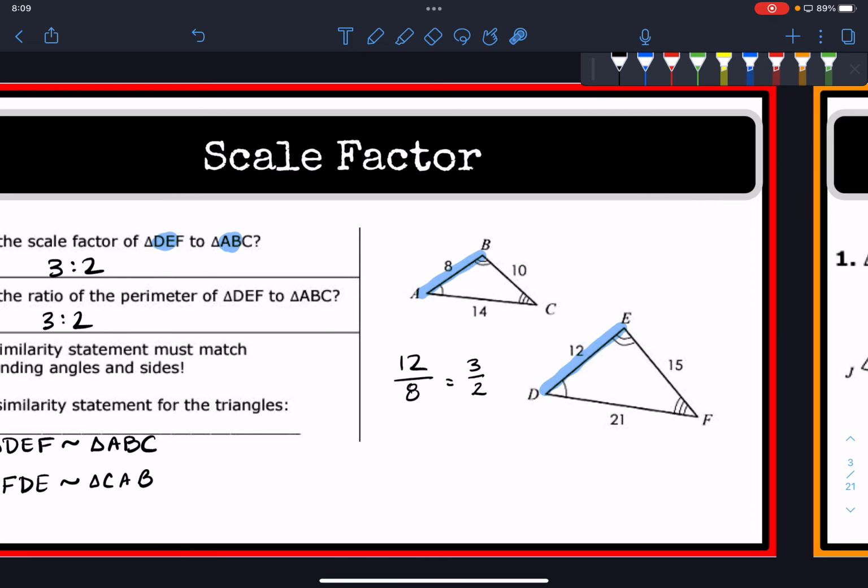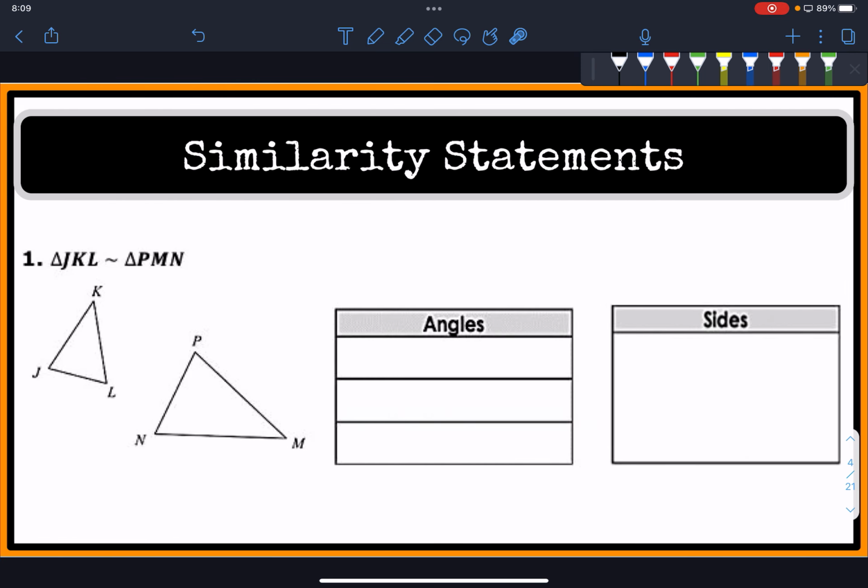So let's now look at similarity statement. Here we have a similarity statement indicating that this triangle on the left is similar to this triangle on the right. Because of this similarity statement, we know two things. The first thing is that the corresponding angles are going to be the same. So J, let me use blue, angle J right here corresponds to angle P because of the similarity statement. Angle K corresponds to angle M.